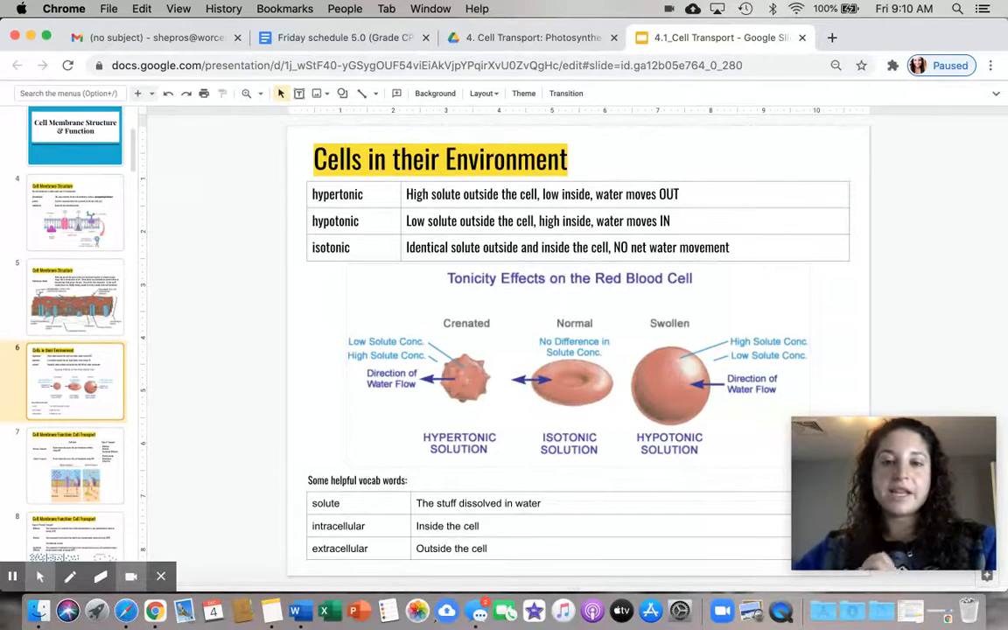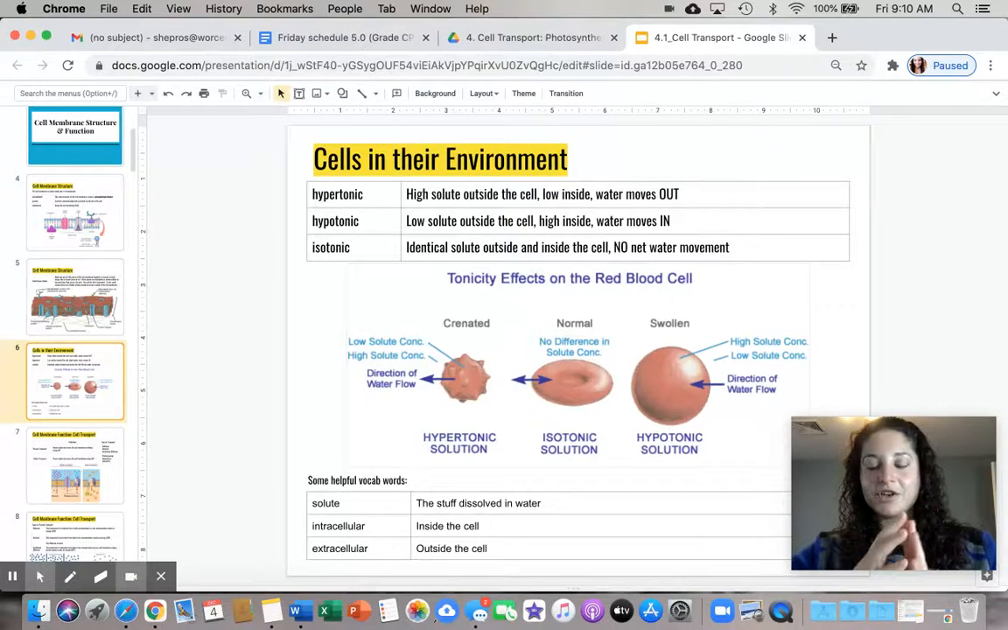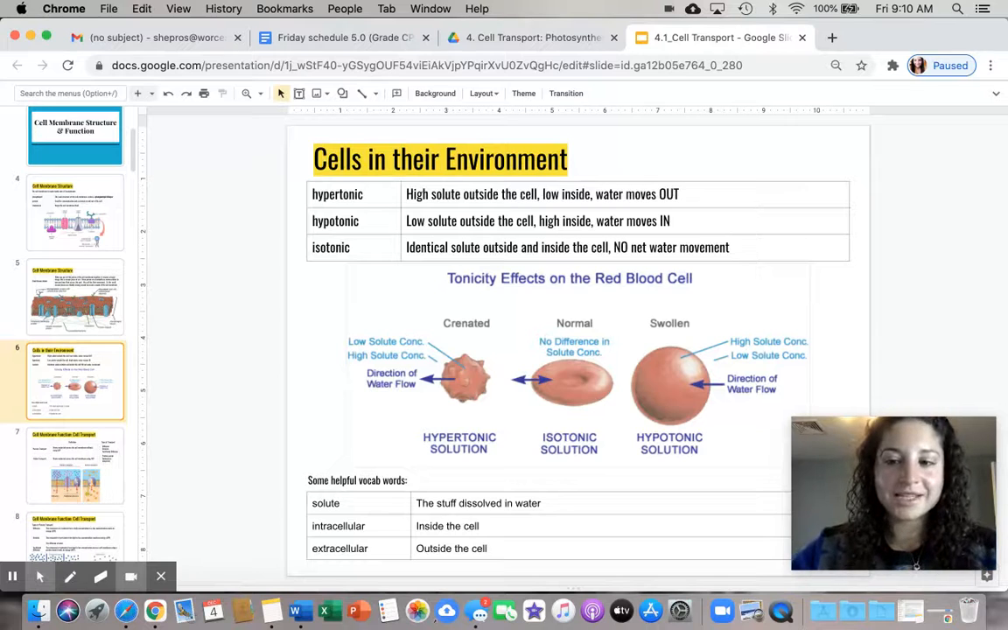Hypotonic is the opposite. So this is when there is a low solute concentration outside of the cell, a high solute concentration inside of the cell. So water will move into the cell. That's this picture right here, and it will swell up. The same thing happens to you when you sit in a bath or a pool, lake, ocean, any of that, and you get the little like pruniness on your fingers. So those little pruniness things on your fingers when you sit in water for too long is actually because you're sitting in a hypotonic environment.